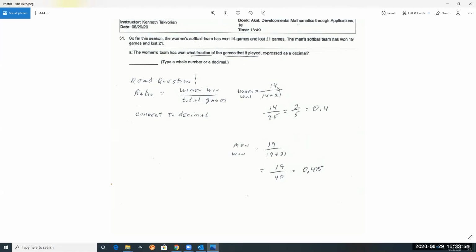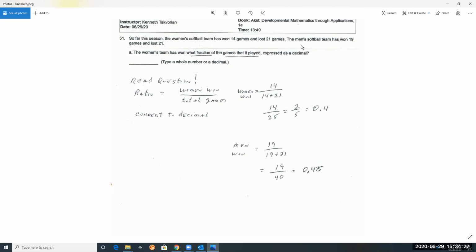So the women have won 14 games. The total number of games played are both the winning games and the lost games, 14 plus 21, which is 35. We want to reduce this ratio maybe by a factor of 7. 7 goes into 14 2 times, 7 goes into 35 5 times. So if we were just looking for a reduced fraction, that would be it. But this problem wants us to write the answer as a decimal, so we need to divide out 2/5, which is 0.4.